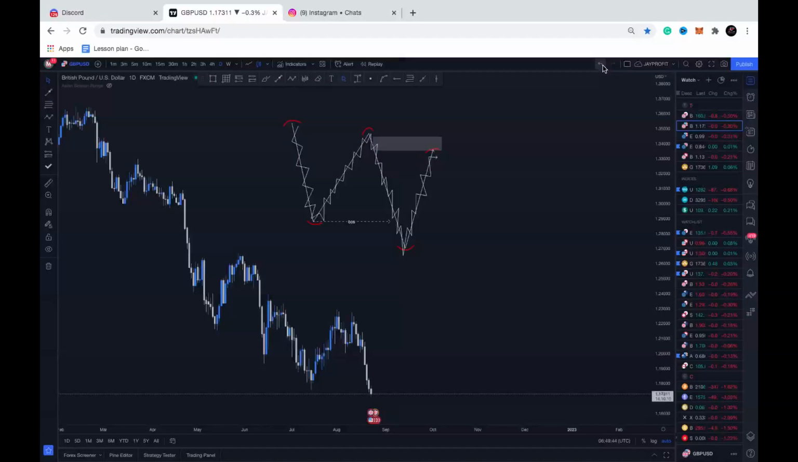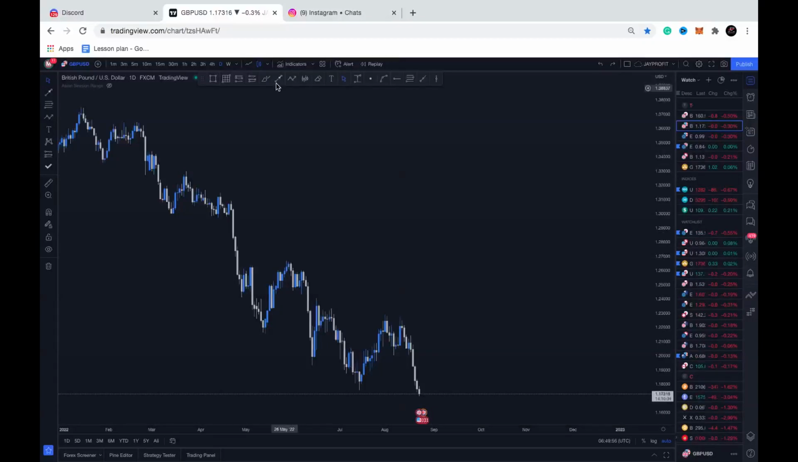So let me show you what I have on the chart. Let me show you exactly what I mean on the price here on GBPUSD. So here on GBPUSD, these are the swing high points I'm talking about. Let me just take back something.